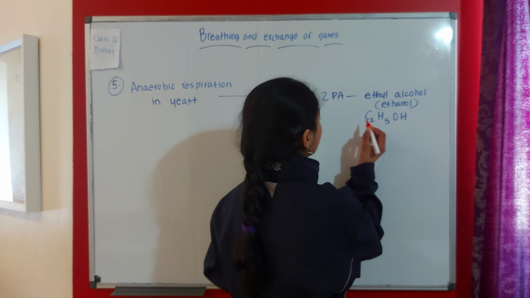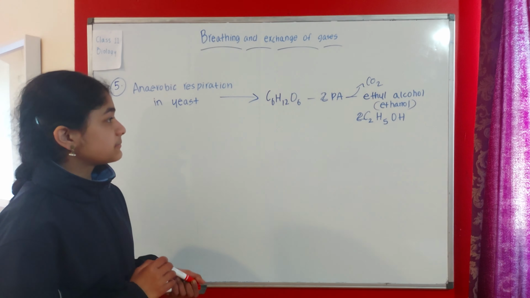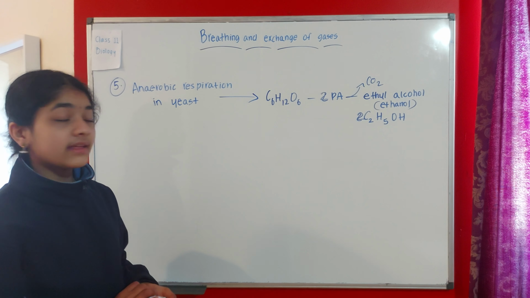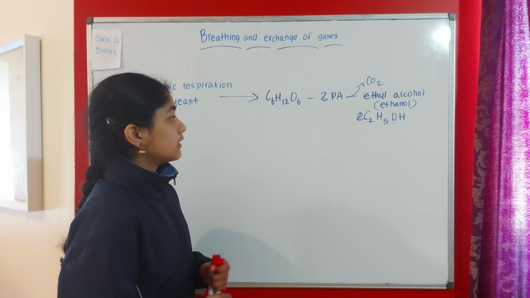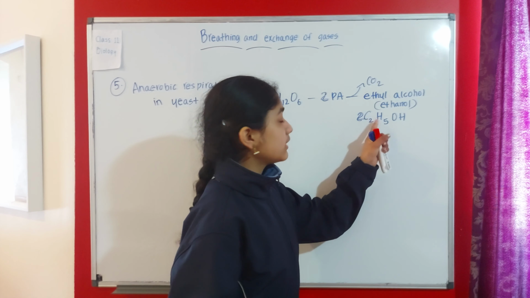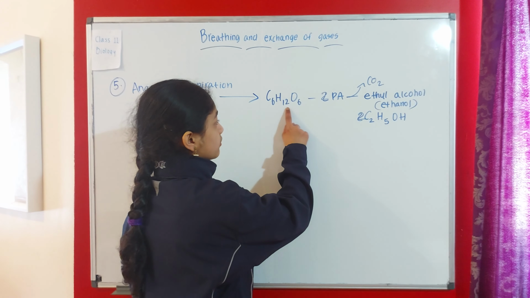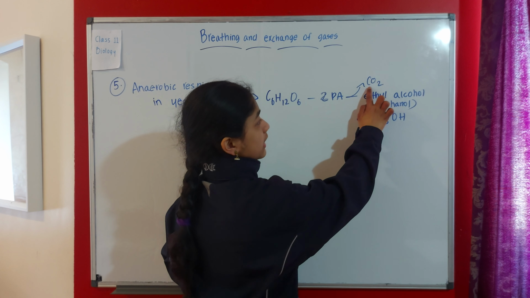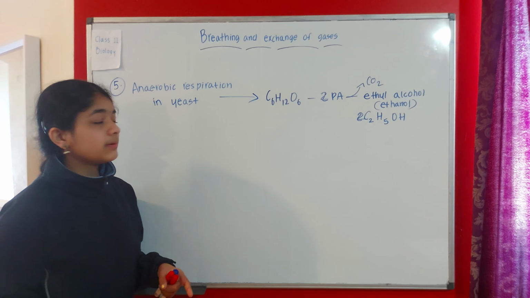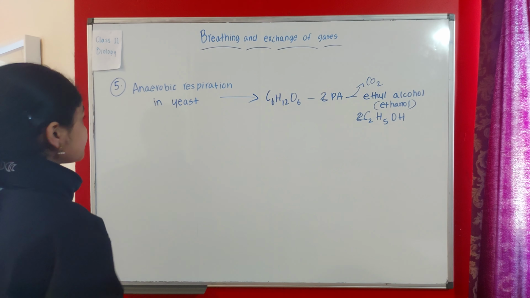In this process, carbon dioxide is given out. This is how anaerobic respiration happens in yeast. There is no presence of oxygen. Glucose, C6H12O6, first converts into 2-pyruvic acid, and then 2-pyruvic acid converts into ethyl alcohol or ethanol, C2H5OH. We take 2 molecules and 2 molecules, and carbon dioxide is given out. This is anaerobic respiration in yeast.